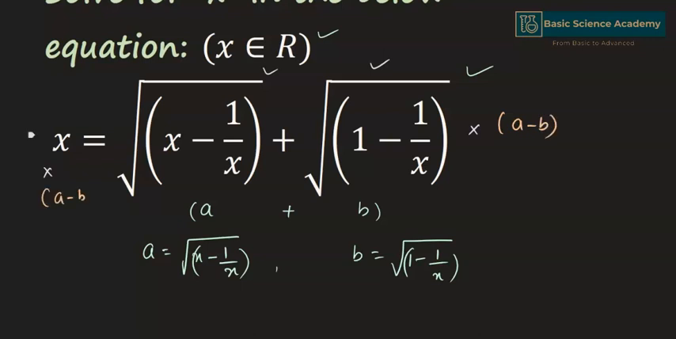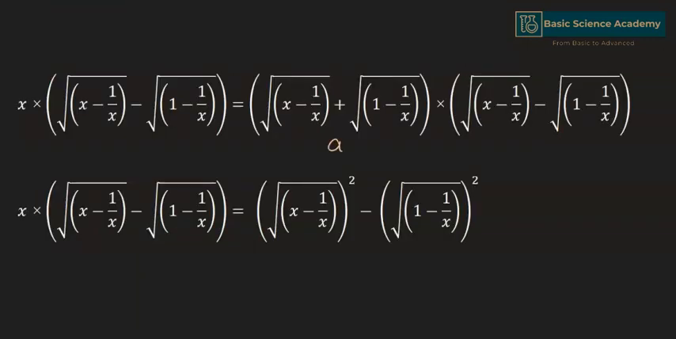minus b so that we can use the identity a plus b multiplied by a minus b equals a square minus b square. This gives a plus b multiplied by a minus b on the right side of the equation and x multiplied by a minus b on the left side of the equation. A plus b multiplied by a minus b is a square minus b square.